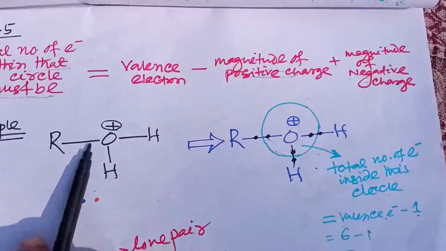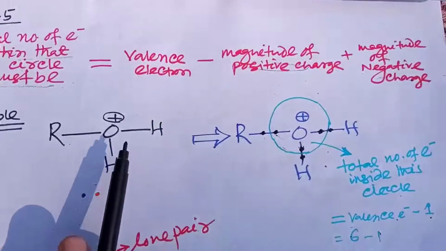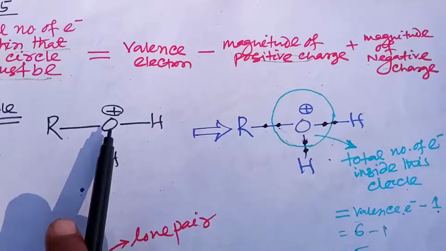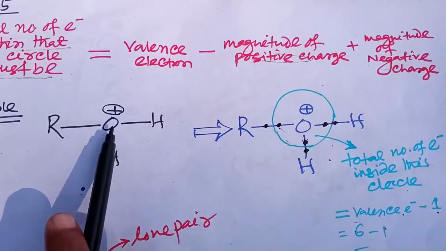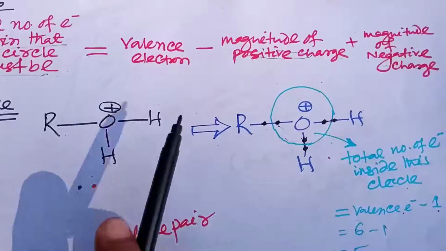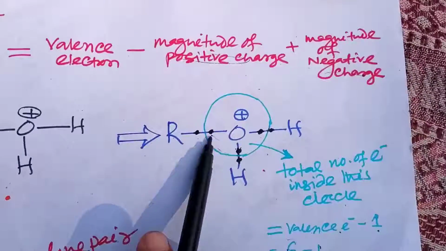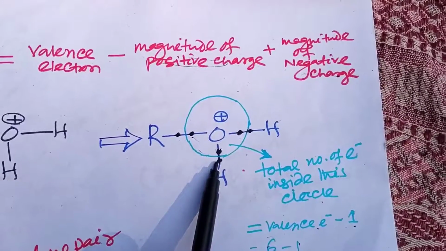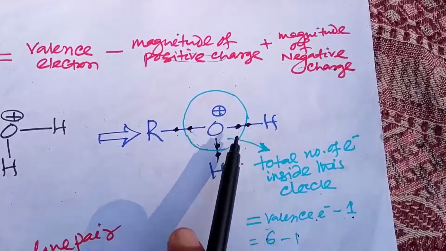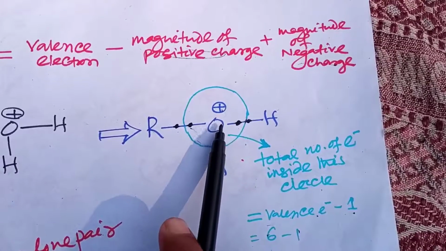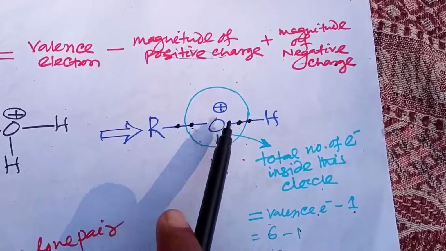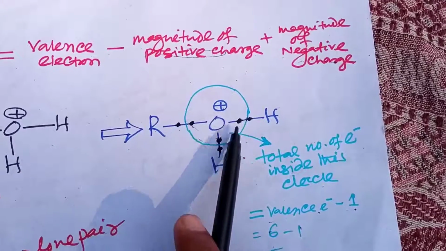So here is an example, and we want to find out the lone pair present on this oxygen atom, and this oxygen atom contains 1 positive charge. So we have to show all the bonds formed by the oxygen atom. These are the 3 bonds that are formed by this oxygen atom. So these are the electrons present in these bonds.